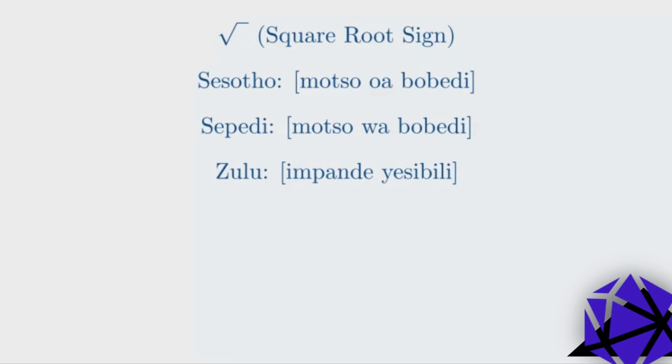For example, the square root of 9 is 3. This is because 3 times 3 equals 9. So 3 is the square root of 9.